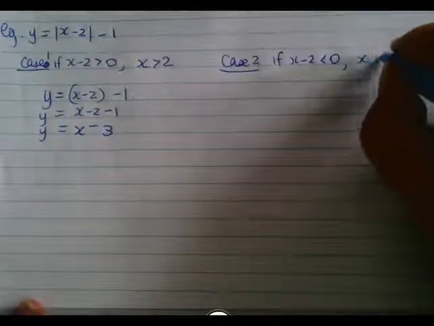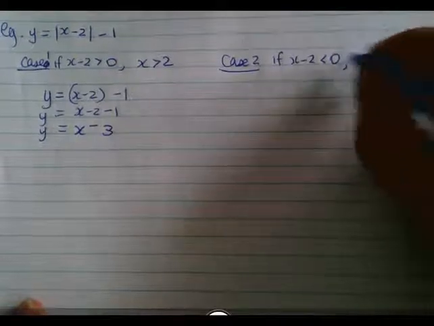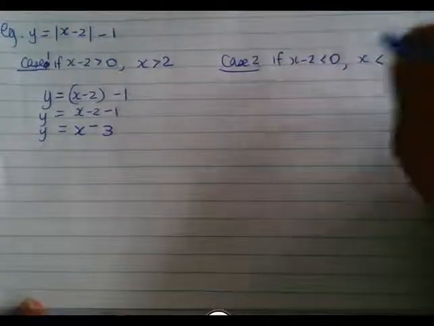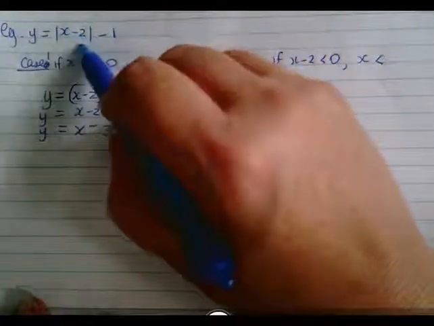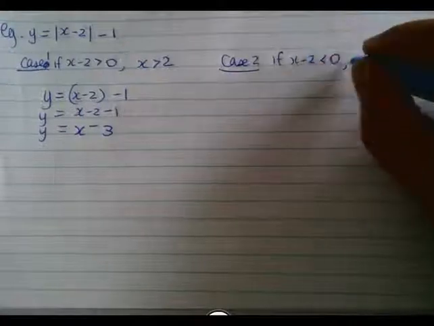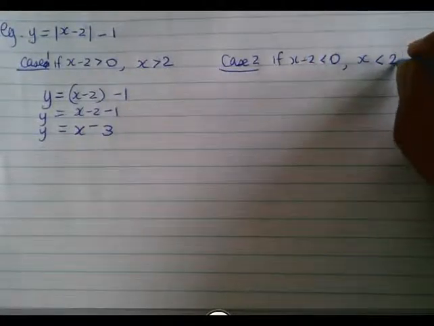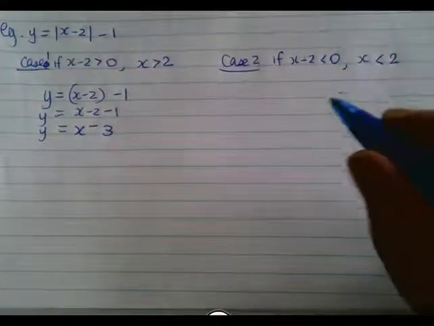My second case is if the x minus 2 is negative. In other words, if x is less than what? No. x minus 2 is less than 0. What's in the absolute value sign is negative. x is, just rearrange it. x is less than 2. I could put it underneath. I'm just solving it for x.